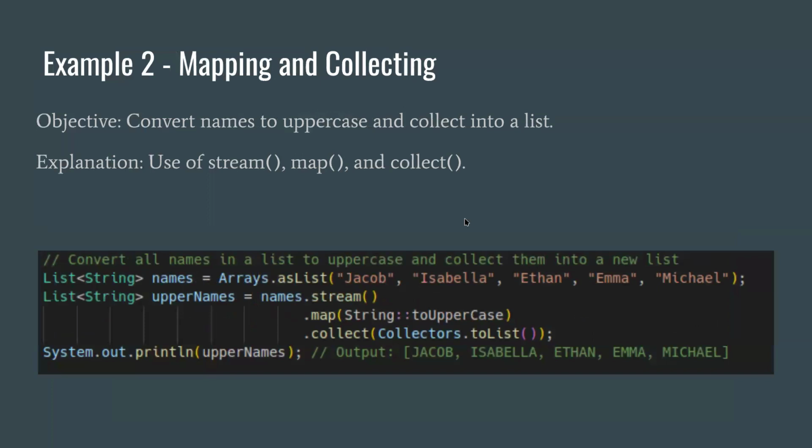Example 2 is using mapping and collecting. Say you're given a task to convert all names in a list to uppercase and collect them into a new list. This is something we've seen in previous slides, very similar. We can do this by calling the stream method on the list, and applying the map operation with String::toUpperCase, then collecting the results with Collectors.toList. This demonstrates the Stream API's capability to transform data efficiently.